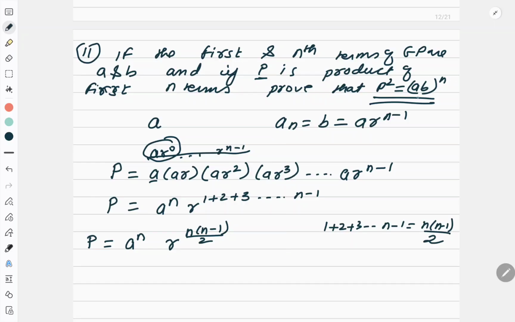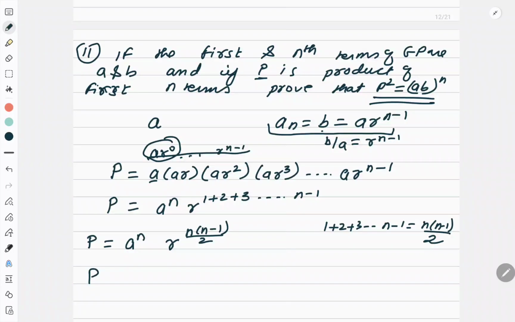As per my result, I need only A and B in my answer. So R is not required, so I should get rid of R. For this, I will use this relation. Here B is equal to A r to the power n minus 1. So what is B by A? B by A is r to the power n minus 1. So what is the value of R? R is B by A to the power 1 upon n minus 1.